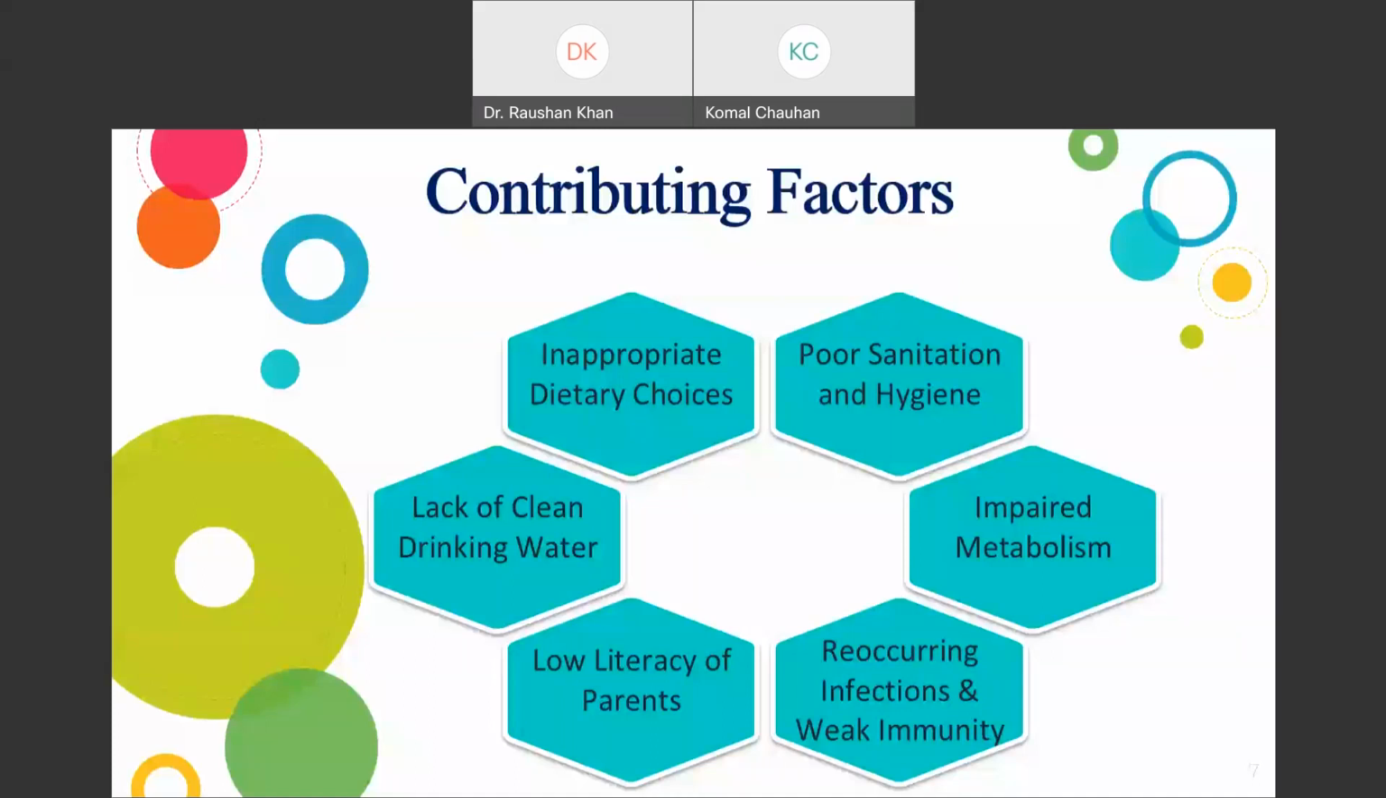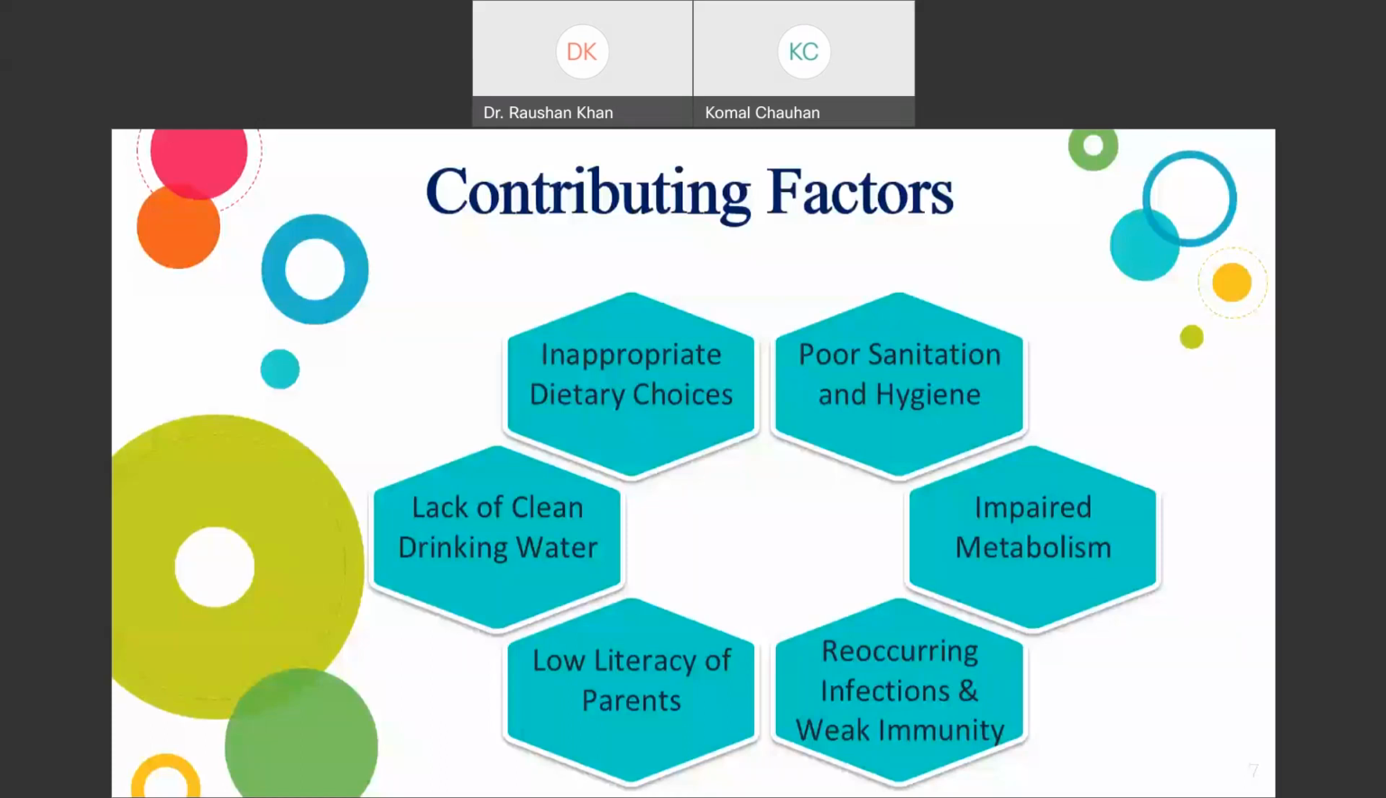Then again, poor sanitation and hygiene can be one of the contributing factors for malnutrition, because poor sanitation and hygiene lead to infections and impaired immunity and thus disease.